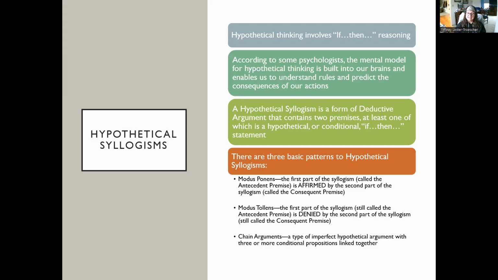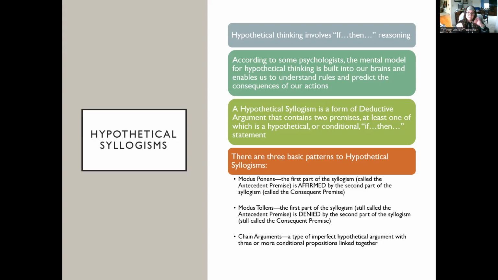So the first part is called the antecedent premise. The second part is called the consequent premise. So if, then. So if is the antecedent, then is the consequent, because that's the consequences. Then this will happen, right? So a modus ponens is where the antecedent, the if part, is affirmed by the consequent. A modus tollens is where the if part is denied by the second part, the then part. And you'll see what I mean when we look at some examples.